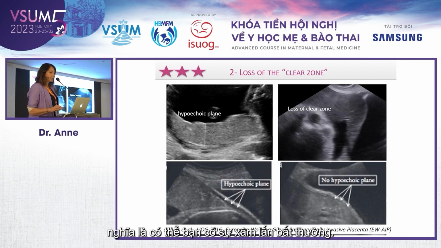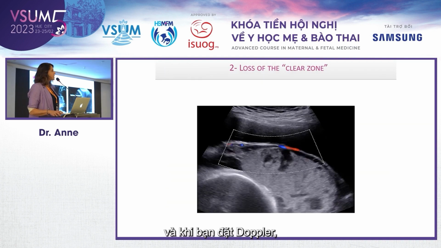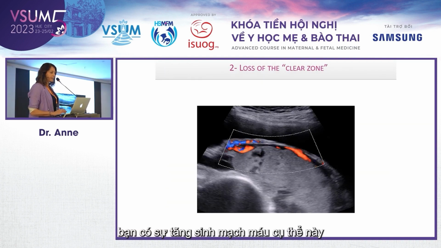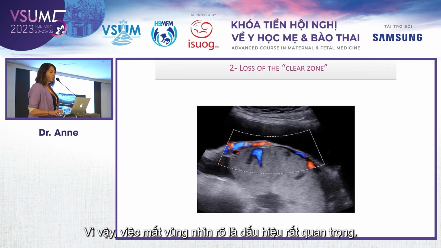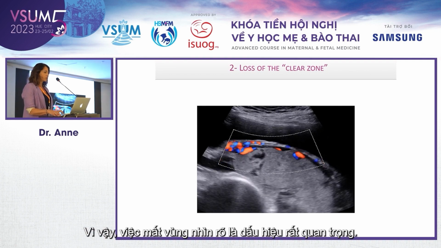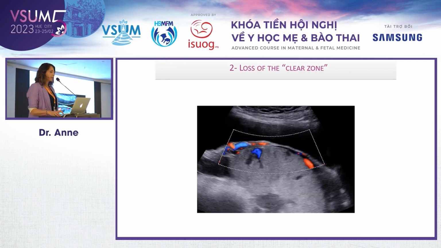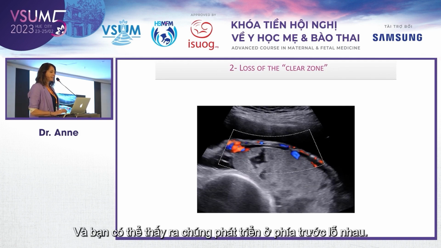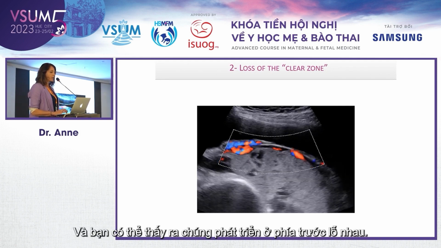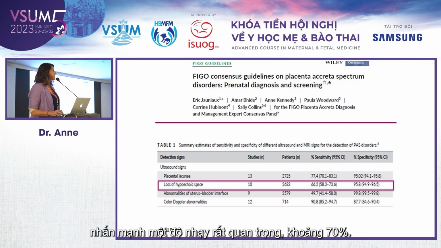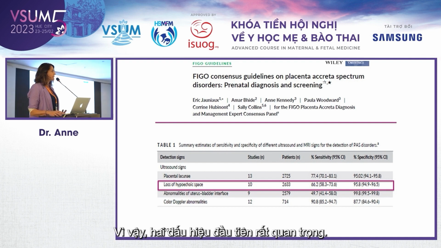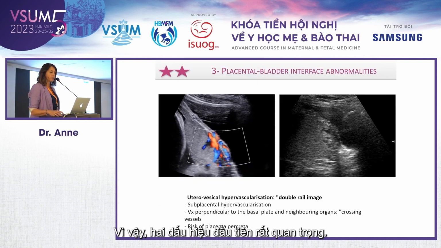have an abnormal invasion. And when you put Doppler, you have this specific vascularization here. So the loss of the clear zone is very important to pick up, and you can see that they develop in front of the lacunae, as you can see here. And the FIGO consensus emphasized a very important sensitivity, around 70%. So these two first signs are very important.